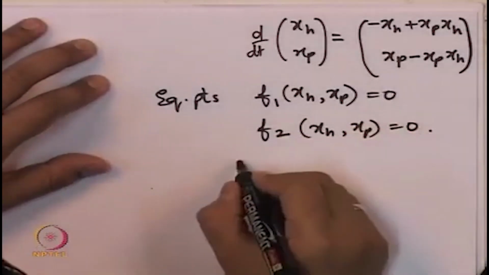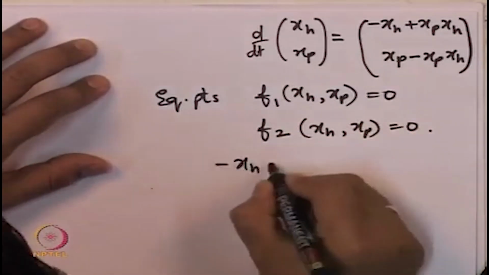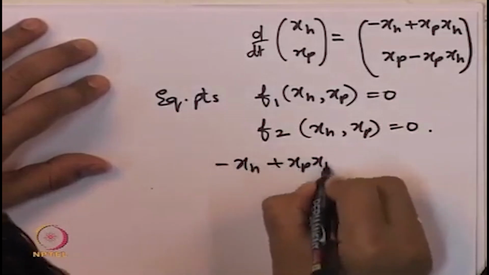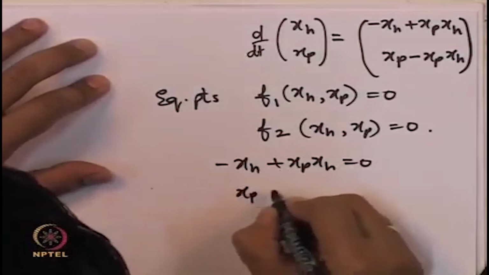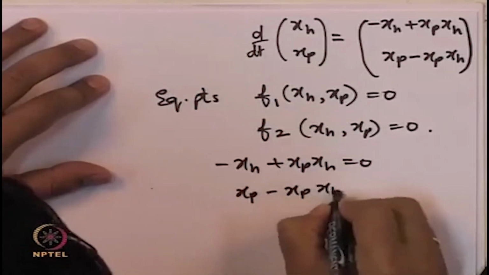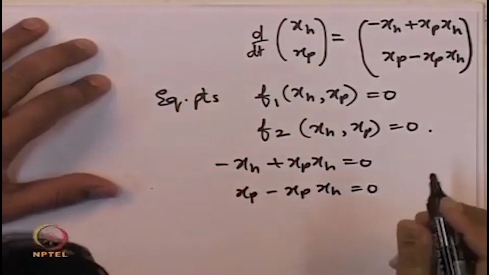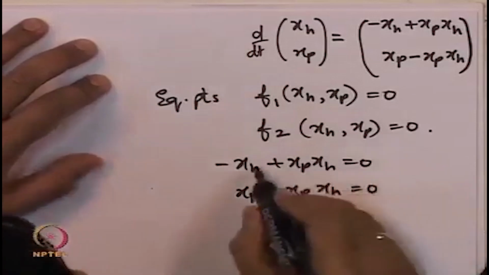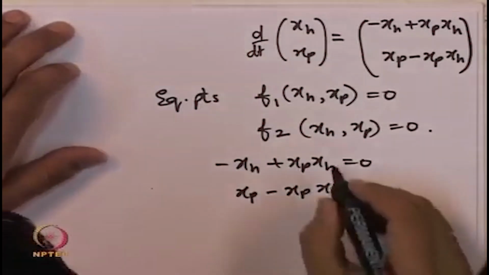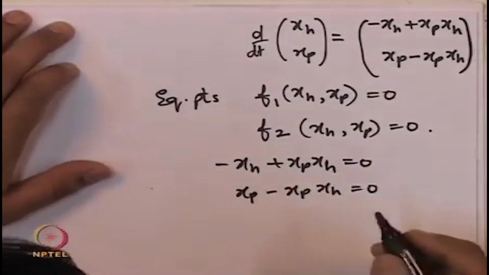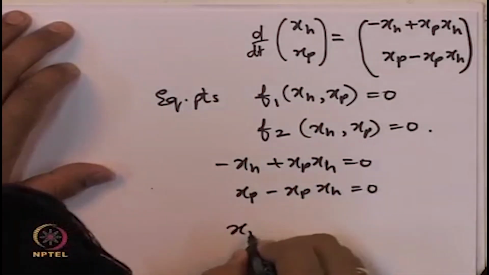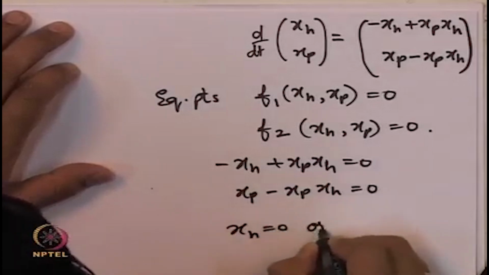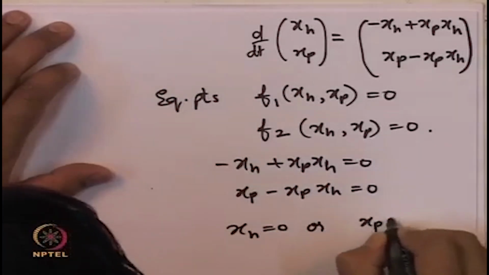So what do we get by equating minus xh plus xp xh equal to 0 and xp minus xp xh equal to 0? For a particular value of xh and xp to be an equilibrium point, these two equations have to be satisfied. So let us see what are the values for which these equations are satisfied. First equation says xh equal to 0 or xp equal to 1.